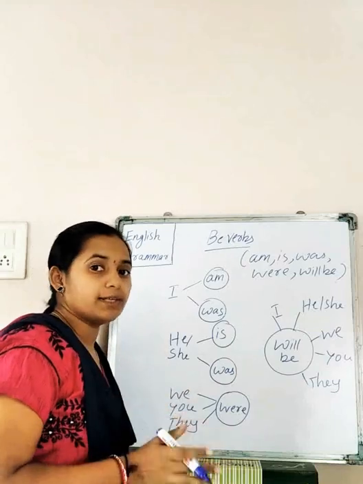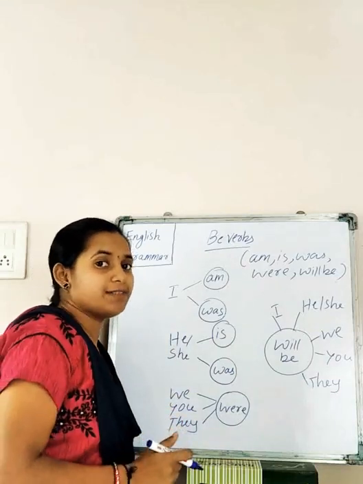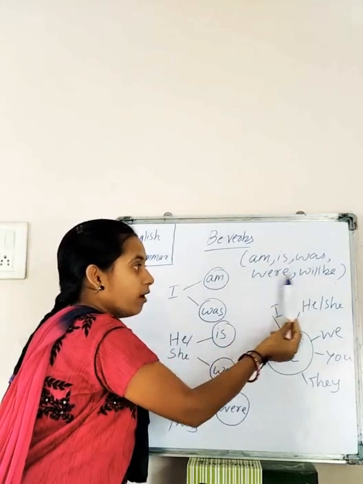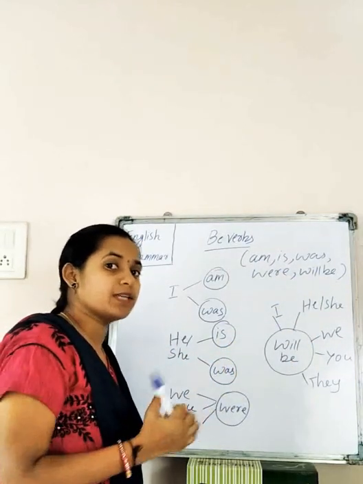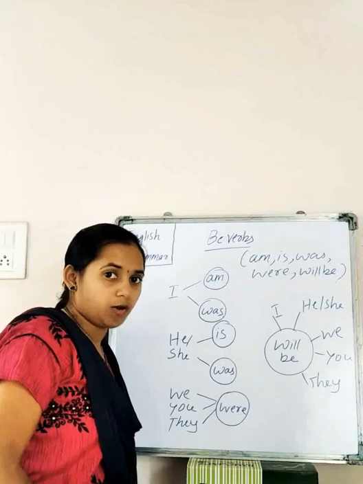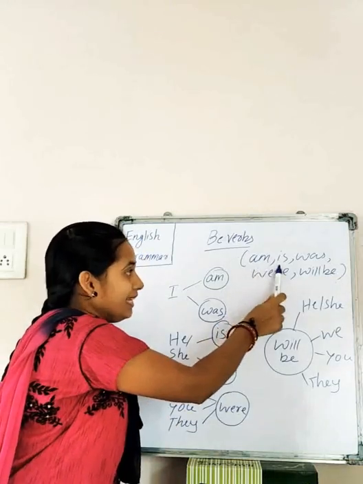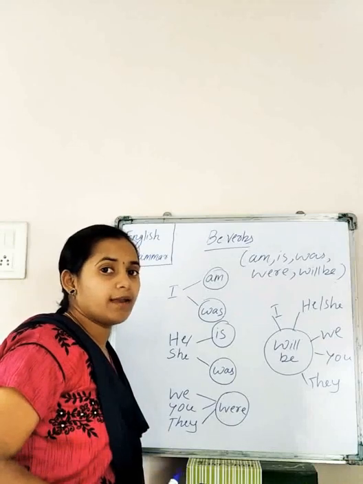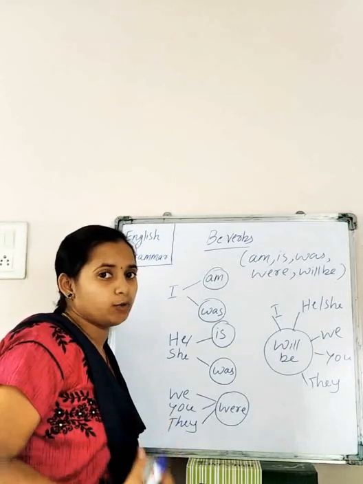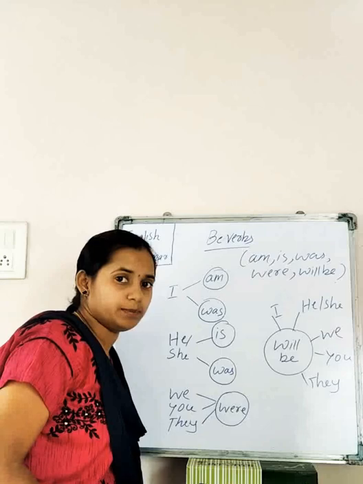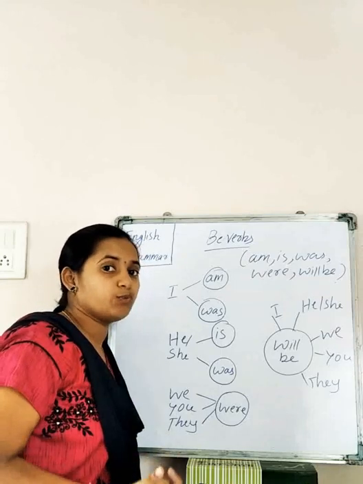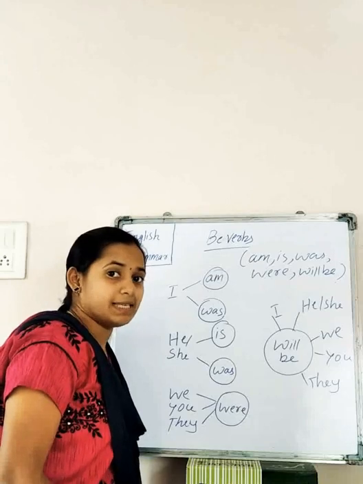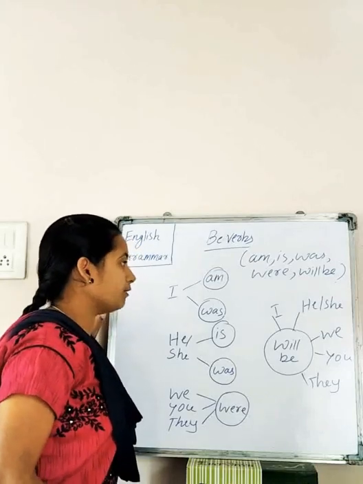What comes under the be forms, we have already discussed. Am, is, was, were, will be are the set which comes under the be forms. Okay, so what are they? Am, is, was, were, will be. Now we will discuss how we use these be forms of verbs in a particular sentence, and with which words we use them. Let's see.